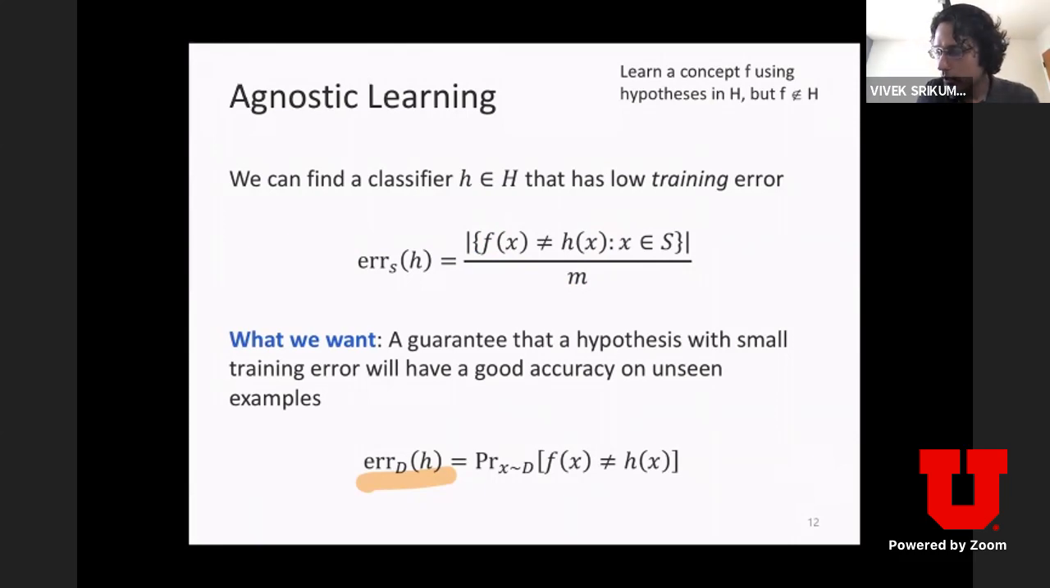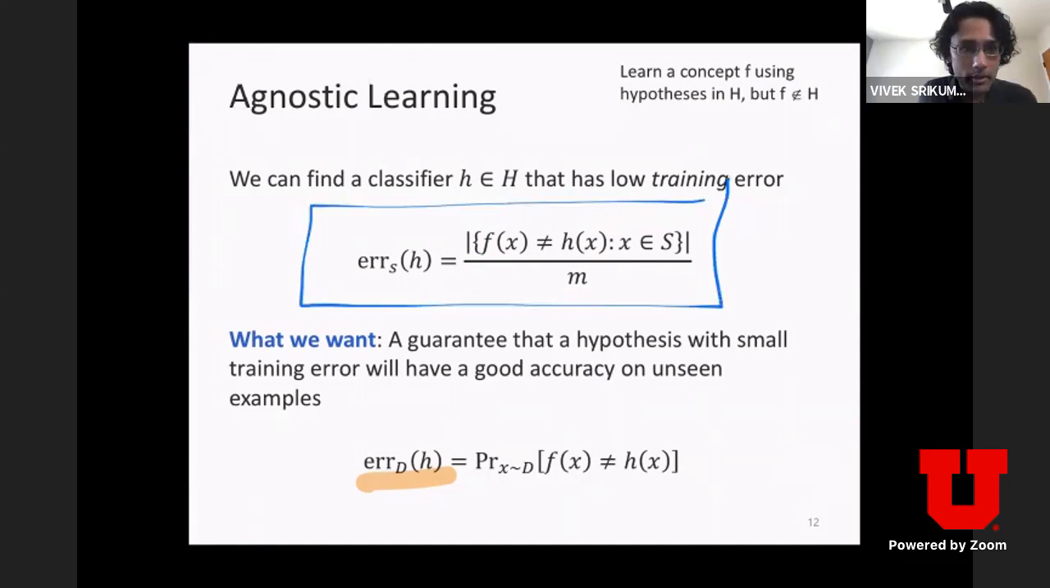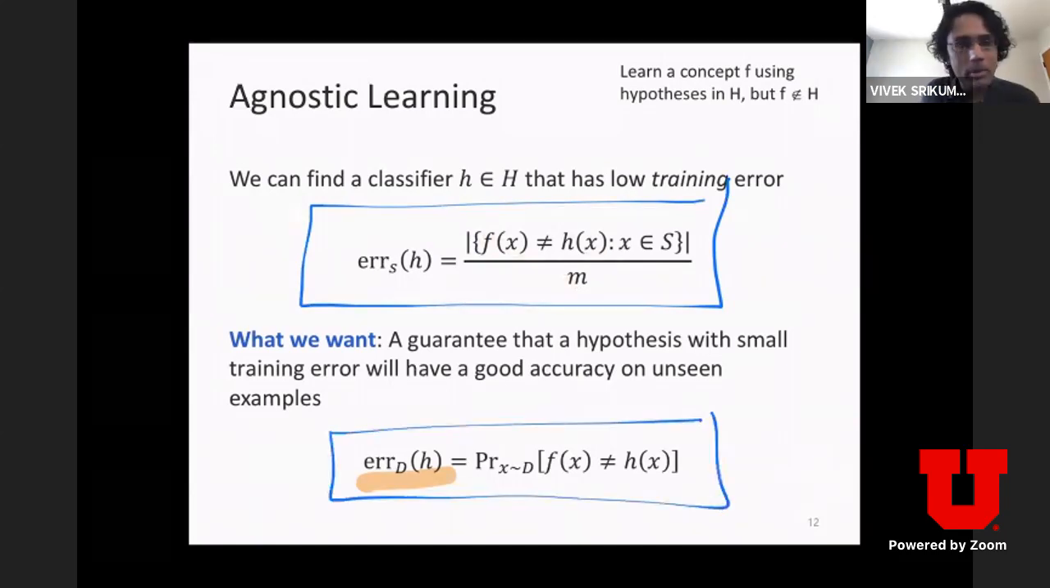So let's briefly summarize what we have. This is a quantity we can measure, and we can also find classifiers that make that quantity small, with some caveats. We'll get there eventually. But we don't care about that quantity at all. What we want is to make the probability of future errors small.